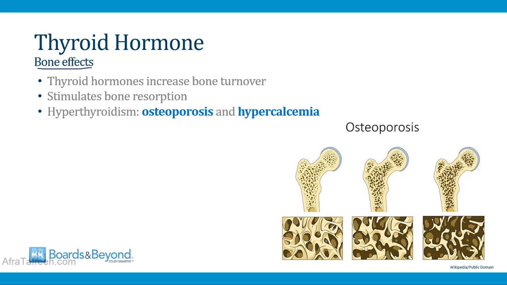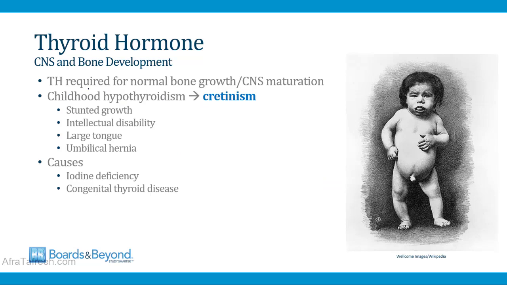In terms of bone effects, thyroid hormones increase bone turnover. They stimulate the resorption of bone. So this is mainly a problem in patients who have hyperthyroidism. They tend to have too much bone resorption, and this can lead to osteoporosis. It can also lead to hypercalcemia. And then lastly, thyroid hormones are required for normal bone growth and central nervous system maturation as children are growing.